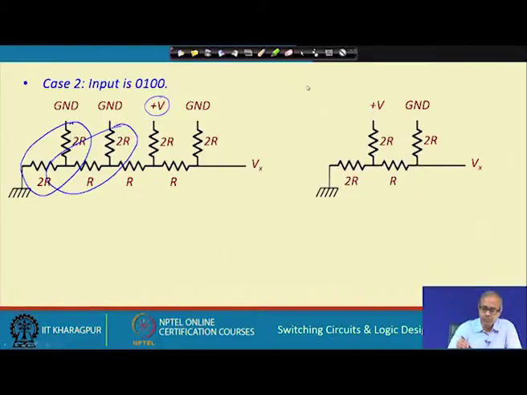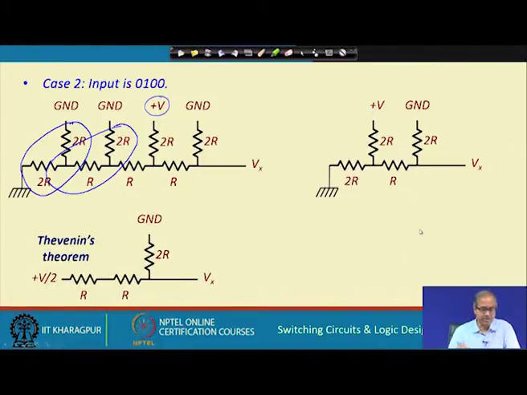Here what you do, you apply something called Thevenin's theorem. This you must have studied in your school, if you recall. Thevenin's theorem, let me tell you what this Thevenin's theorem says. So, I am applying Thevenin's theorem at this point.